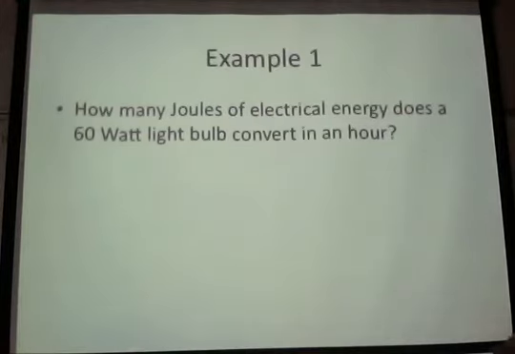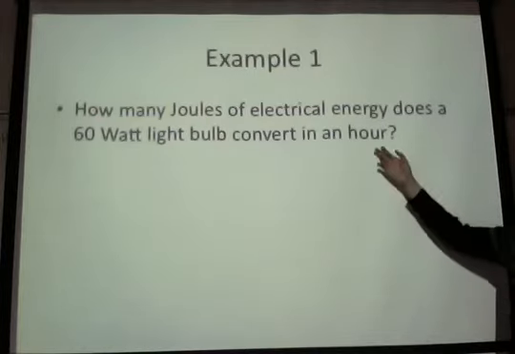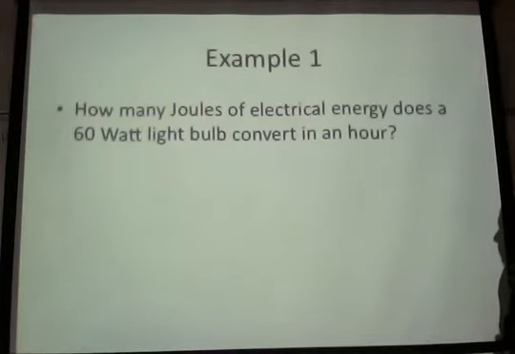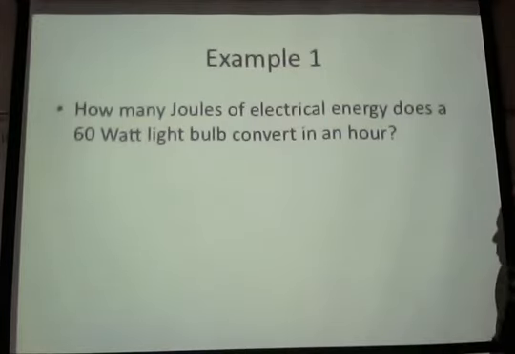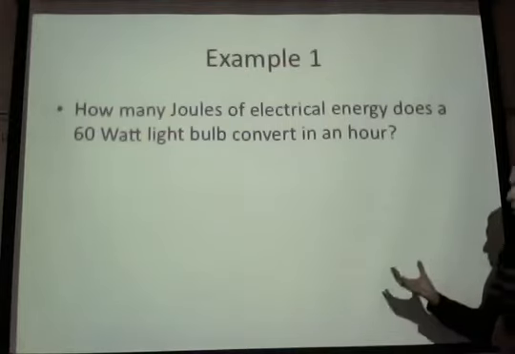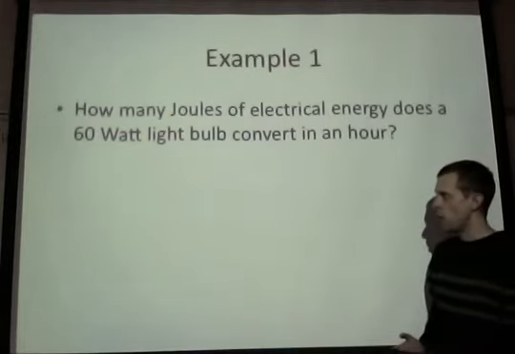Now let's do a couple example problems with this. We'll start with a simple one. How many joules of electrical energy does a 60-watt light bulb convert in an hour? Well, we know that the 60 watts for that light bulb has got to be the power, because watts is a unit for power. An hour must be our time. We'll have to convert that to the base unit, so we'll convert it to seconds, but it's a pretty straightforward calculation. We can kind of reason our way through it, though, based on the meaning for watts.